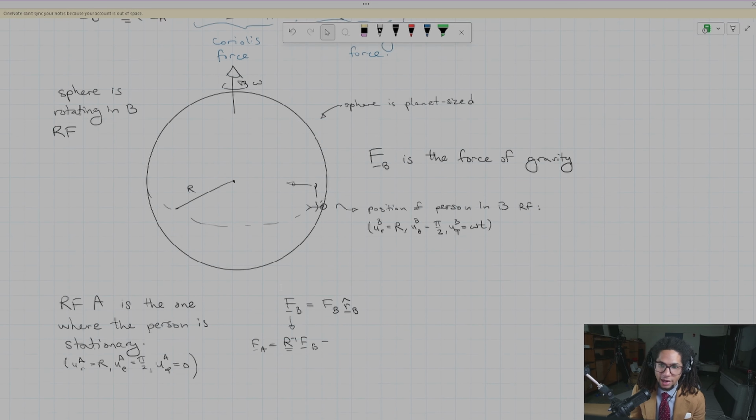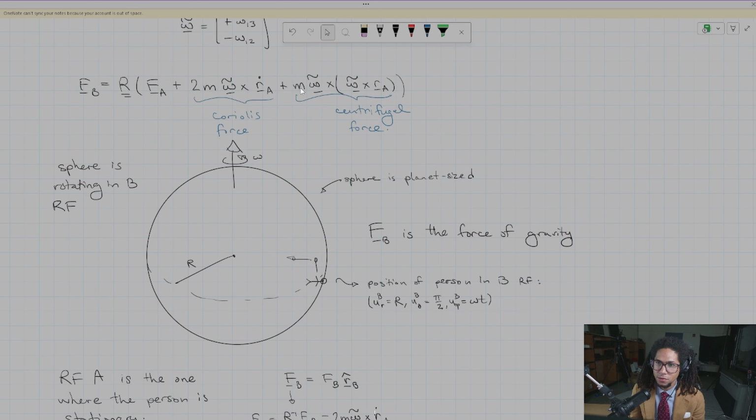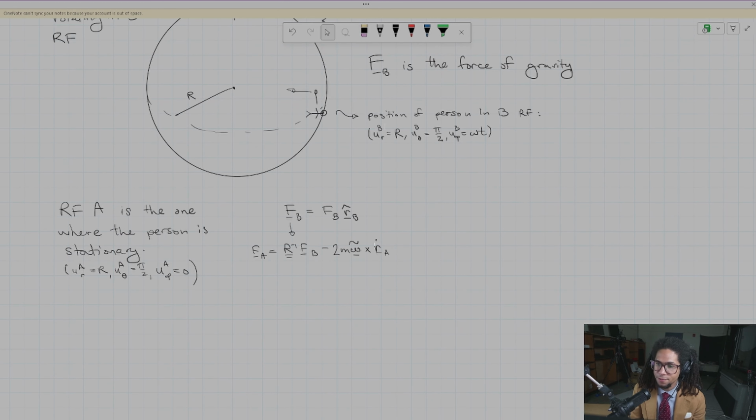So I have minus 2m omega tilde cross R_A dot, minus m omega tilde cross omega tilde cross R_A.